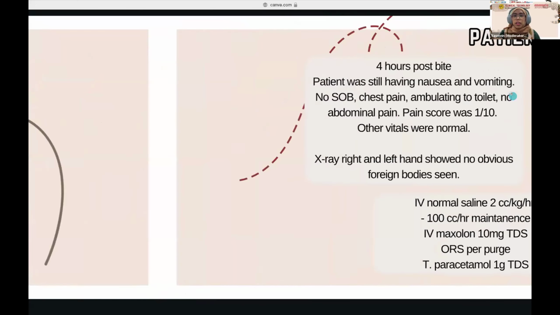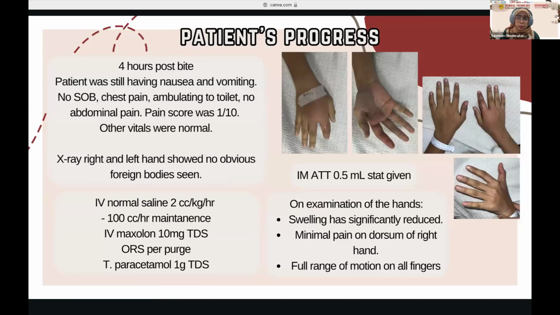After 4 hours post-bite, the patient was still having some nausea and vomiting. There was no shortness of breath, no chest pain, and she was able to ambulate to the toilet with no abdominal pain. The pain score was improving at 1/10, and other vitals were normal. X-ray of the left hand was also done and showed no obvious foreign body post-trauma.